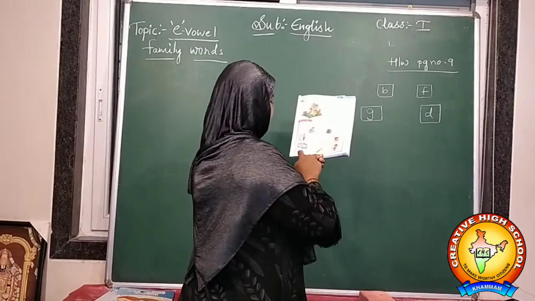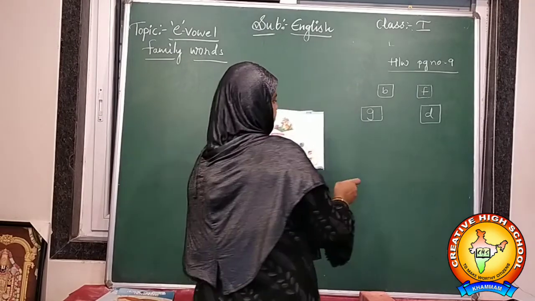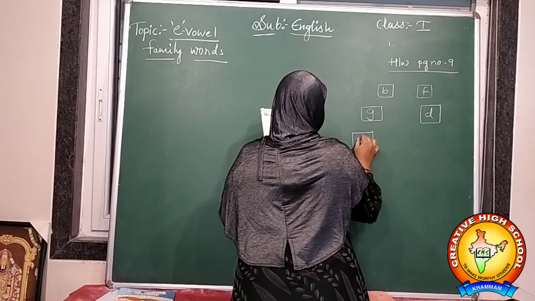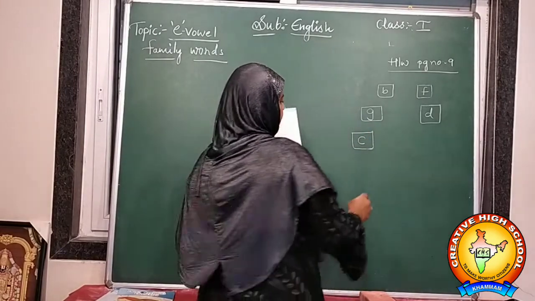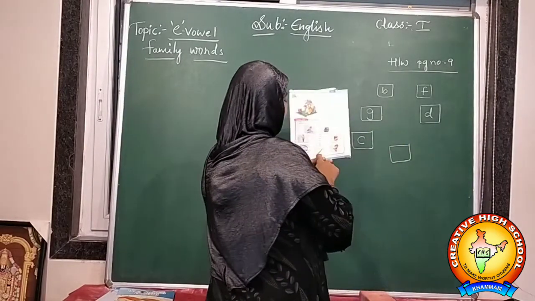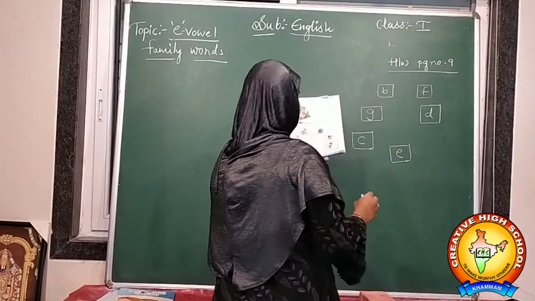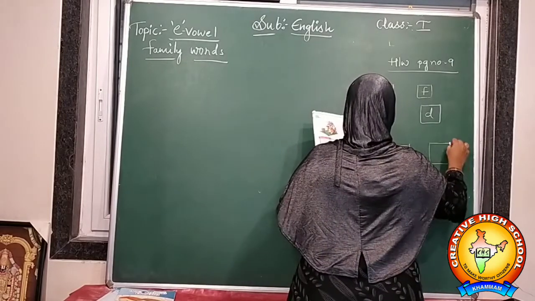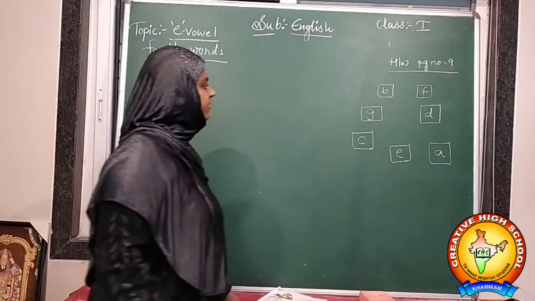And what is the next picture? The next picture is about a van. So the van picture has the letter C. What is the next one? Bad. The picture bad has the letter E. What is the last? That girl is clapping. She clapped her hands. So clap is the picture of A. This is the homework I gave you.